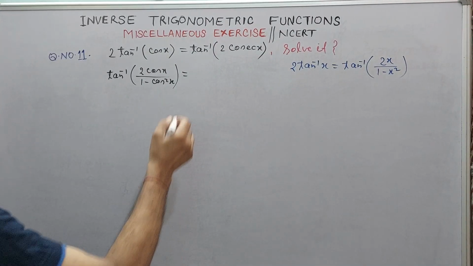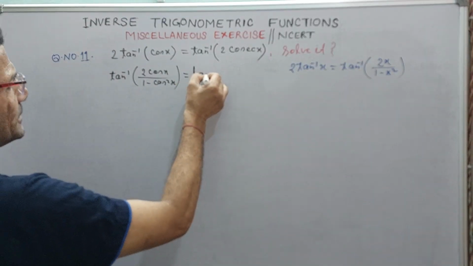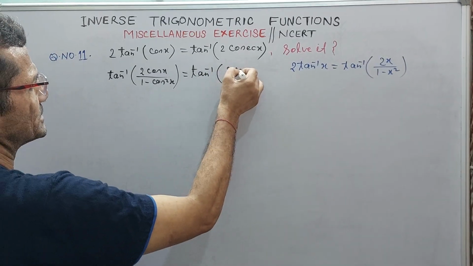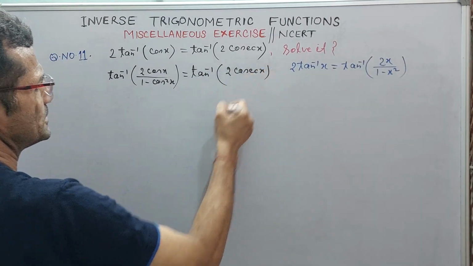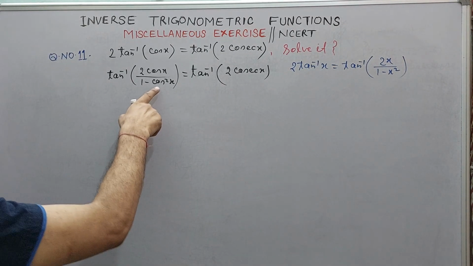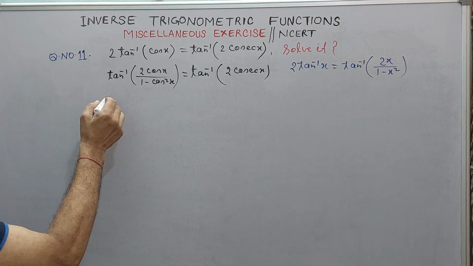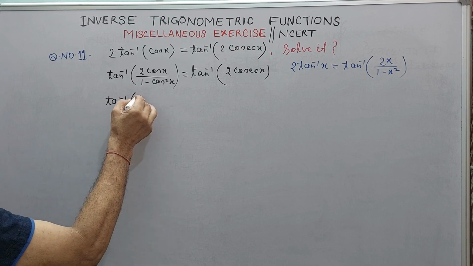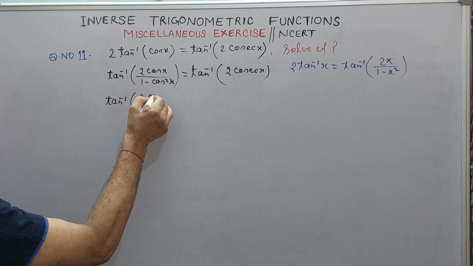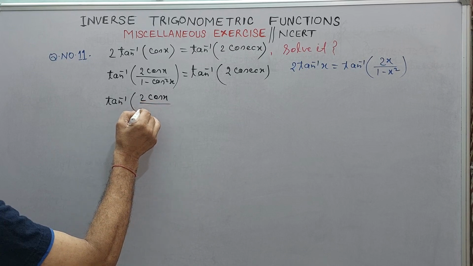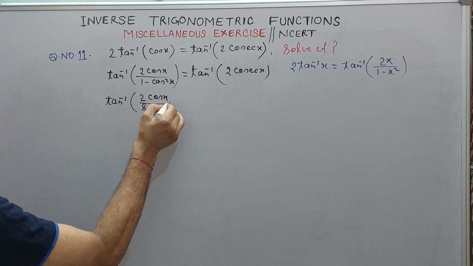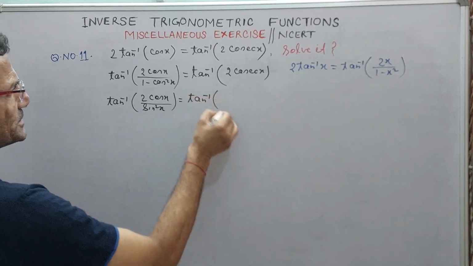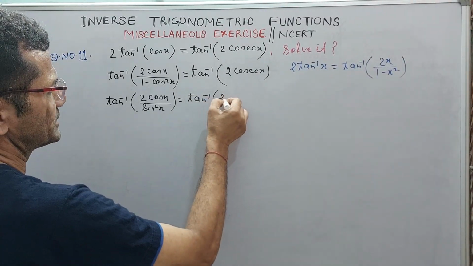simultaneously taking the right hand side also, tan inverse 2 cosec x. So now 1 minus cos square x will be sin square x. So 2 cos x divided by sin square x is equal to tan inverse 2 cosec x.